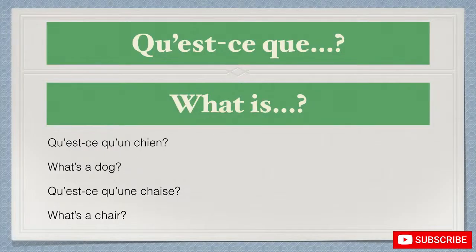Qu'est-ce que? What is... So you have to fill in the dot dot dot. So for example, we have qu'est-ce qu'un chien? What's a dog? Qu'est-ce qu'une chaise? What's a chair?